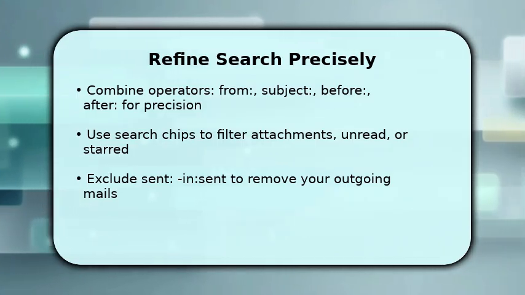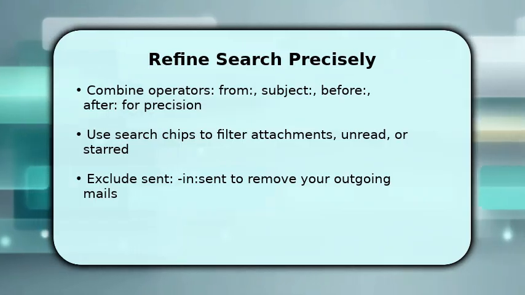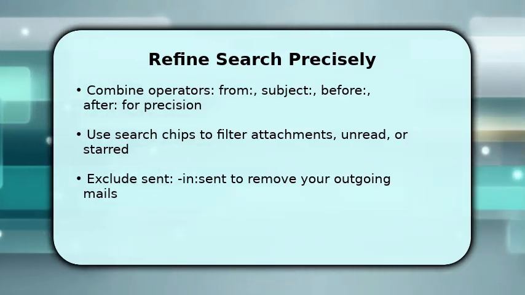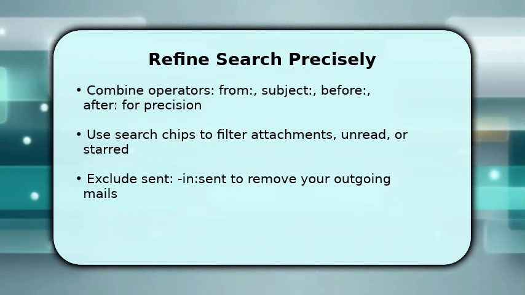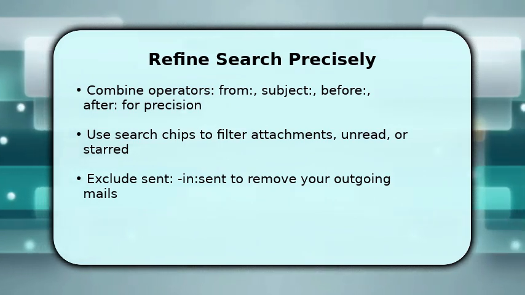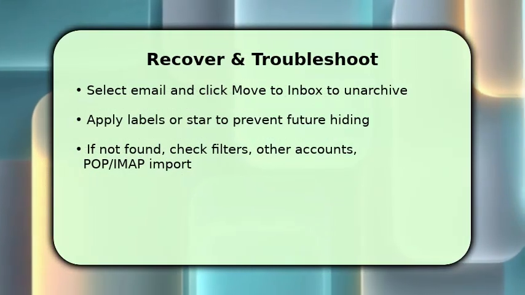That reduces noise fast. Make sure to exclude sent items, then select the message and click Move to Inbox to unarchive. You can also apply a label or star so it's easy to find later. Once moved, confirm it appears in Inbox and any folder labels you added.